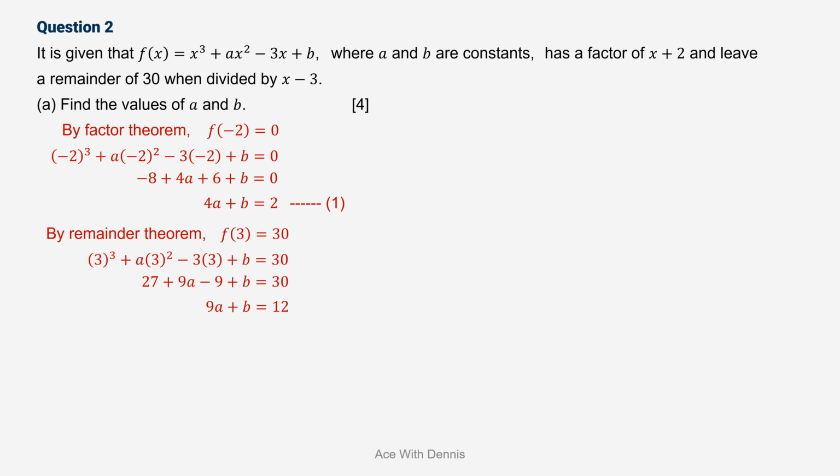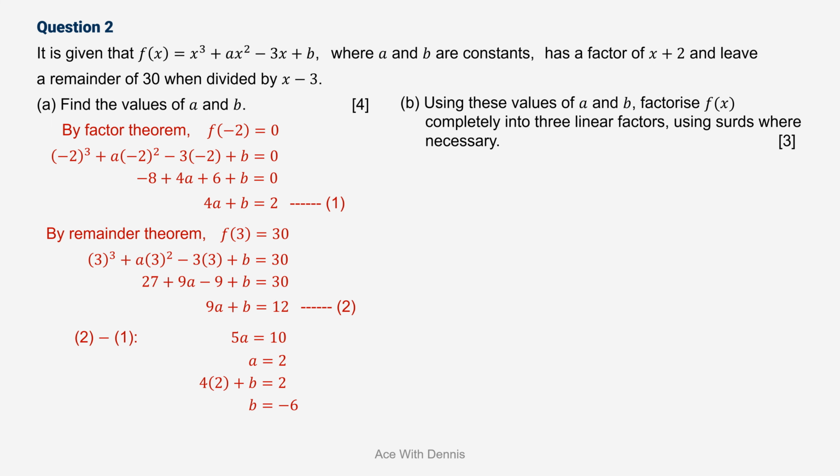So I label 4a plus b equals 2 as the first equation and 9a plus b equals 12 as the second equation. Then equation 2 minus equation 1, I will have 5a equals 10. Hence a equals 2. Now I want to find b. Substitute a equals 2 into the first equation. We have 4 times 2 plus b equals 2. Hence b equals negative 6.